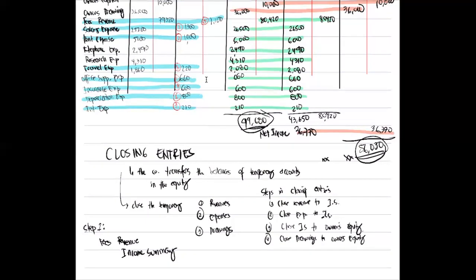Sir, why do we debit to fees revenue? We need to close it. Guys, when we say closing, we need to zero out the temporary accounts. So when we say zero out, tanggalin mo siya. So para ma-zero mo yung 80,420, bawasan mo rin siya ng 80,420. So debit fees revenue and then income summary, 80,420.